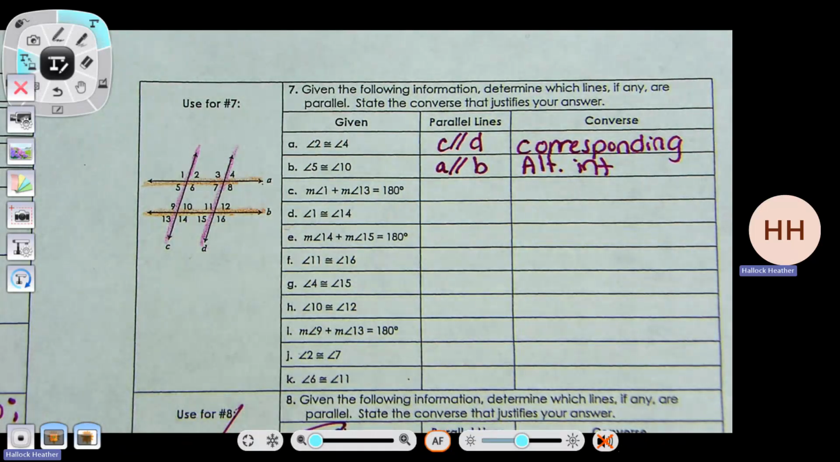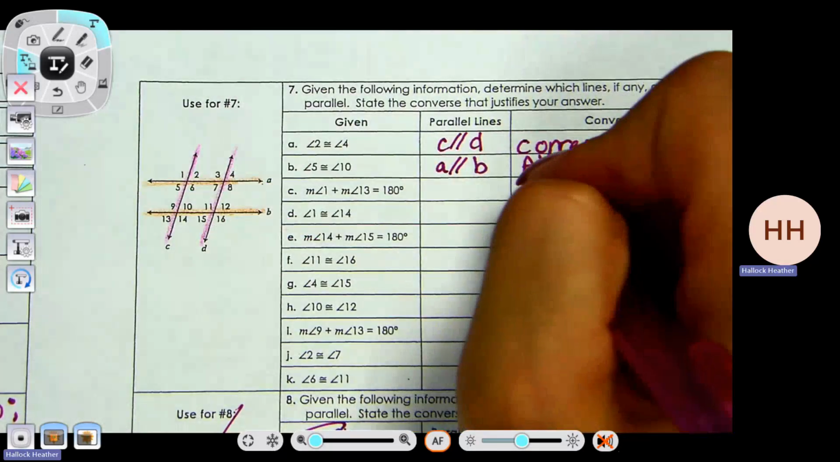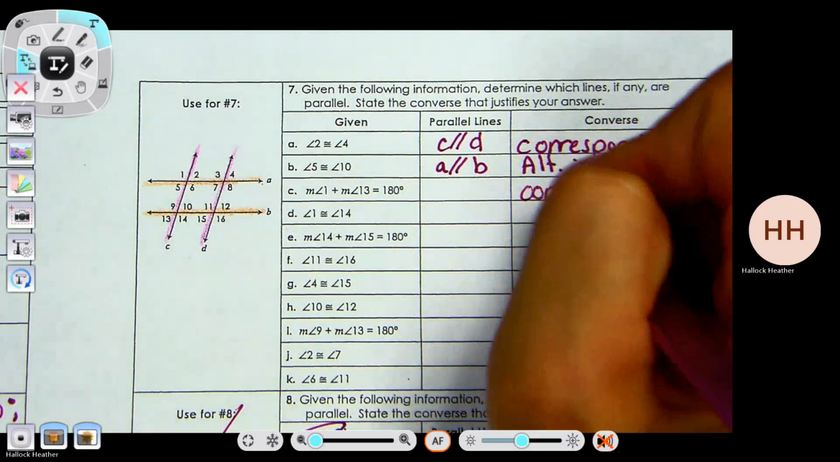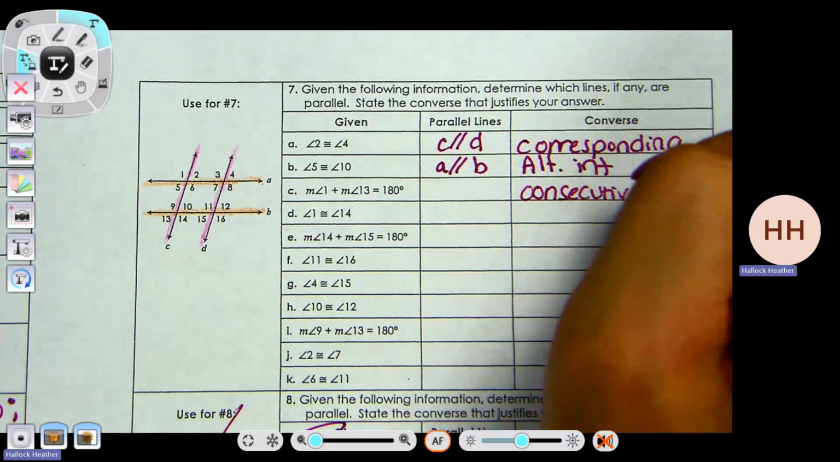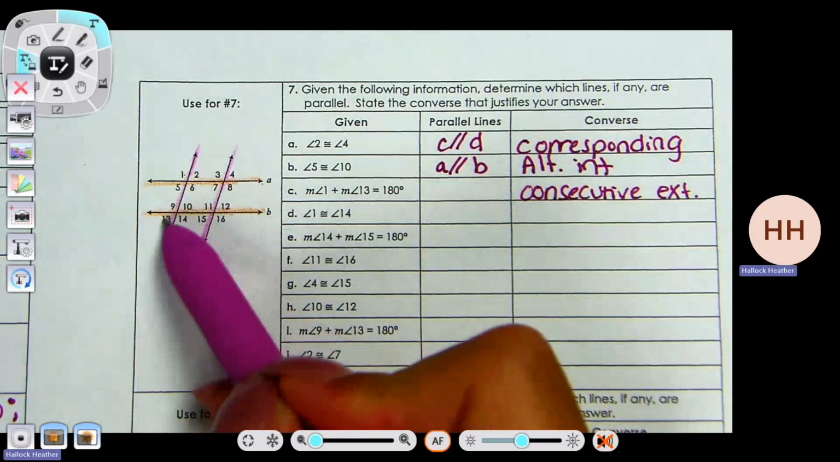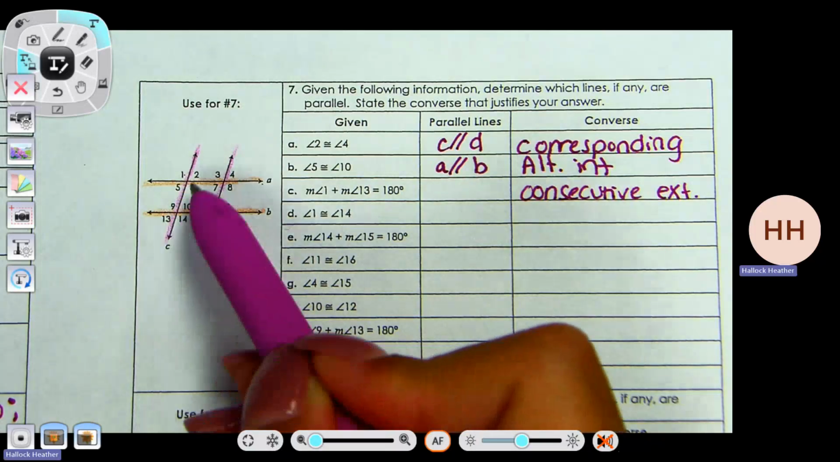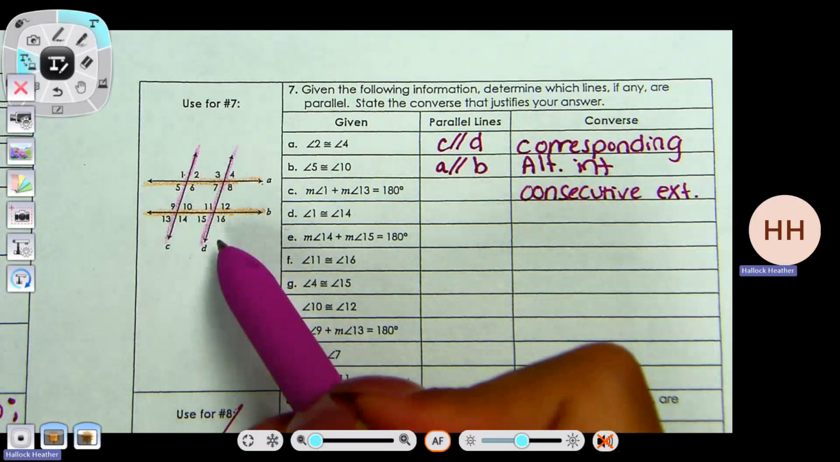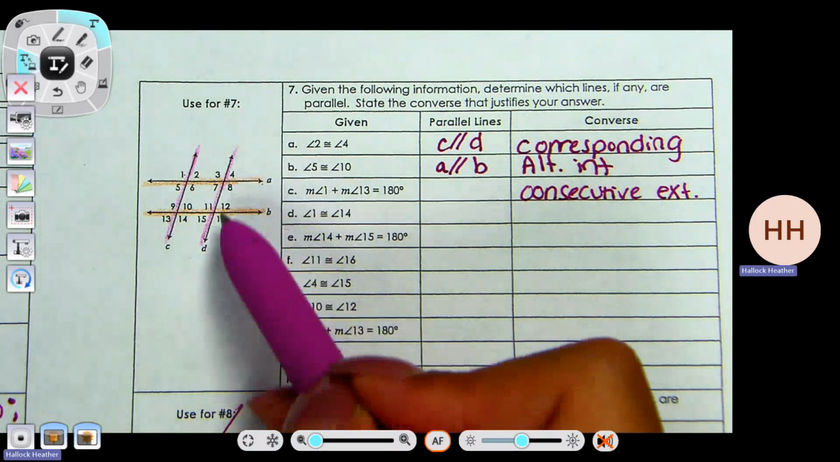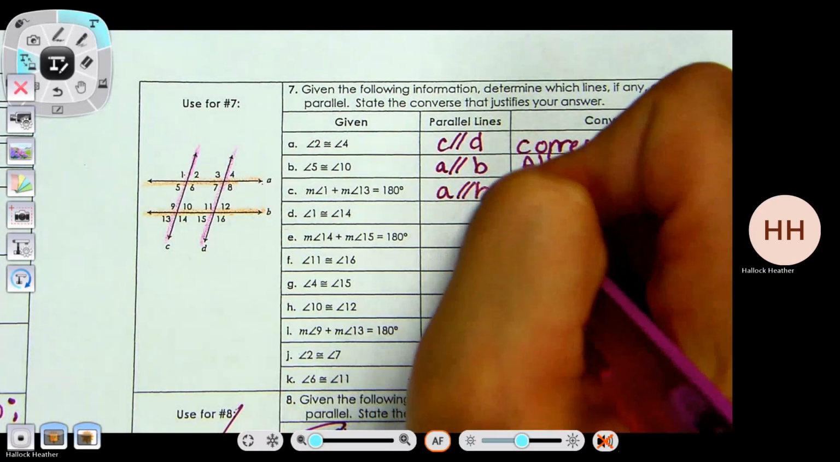Why don't you try? They're what? Consecutive exterior. What lines? A and B? Notice that they are not using D at all. So I'm not going to say C and D, because they're literally not using D at all. They would use A and B.